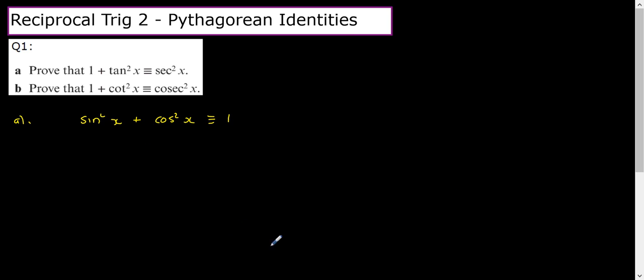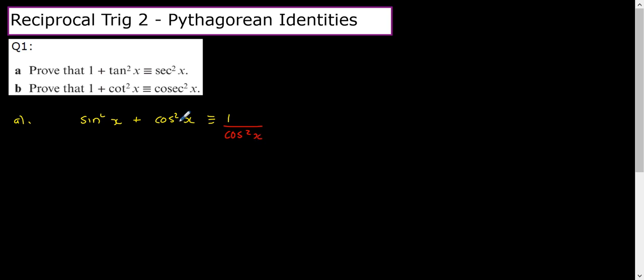Now we start off with that identity, and then what we say is, right, we don't want this to be equal to 1, we want it to be equal to sec squared x. Now what would I have to divide everything by in order to make that happen? I would have to divide by cos squared x. So that makes that into sec squared x.